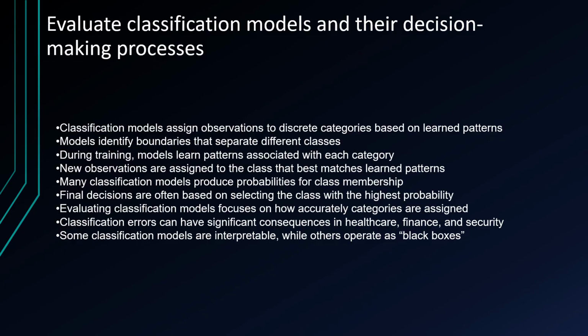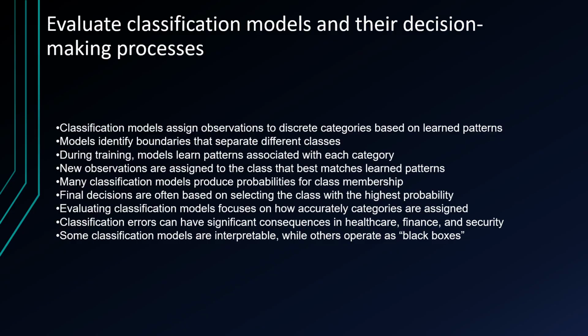Another important characteristic of many classification models is the ability to generate probabilities for class membership. Rather than producing absolute certainty, the model estimates the likelihood that an observation belongs to each possible category. Final decisions are typically based on selecting the class associated with the highest predicted probability. This probabilistic structure allows organizations to adjust decision thresholds according to operational requirements and acceptable risk level.